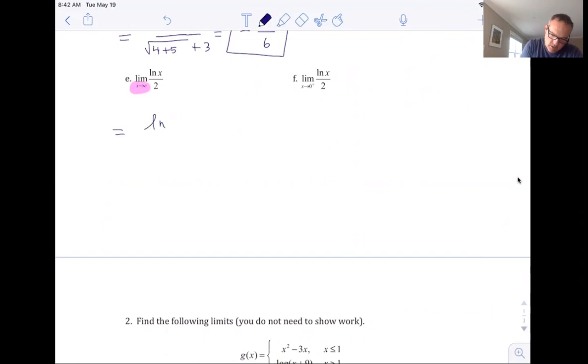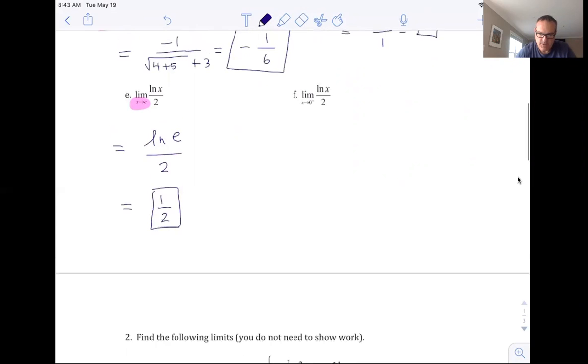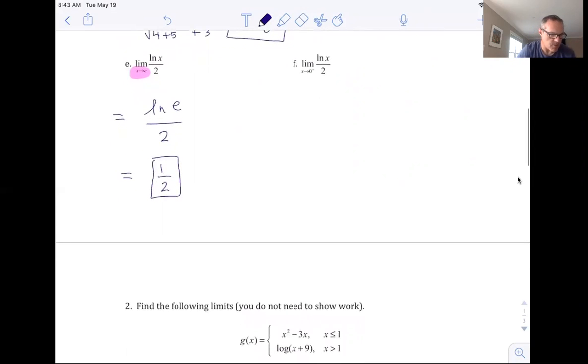So we got the natural log of e over 2. And guess what? Even if you forgot about e and natural logs, you could jam it in your calculator. The natural log of e just happens to be 1, so I get a half. And why did it work out? Because natural log of x is a continuous function, and in particular at e, it's just a continuous smooth curve, no problem. You could plug it right in. So as intimidating as that looked, it was a pretty easy problem.